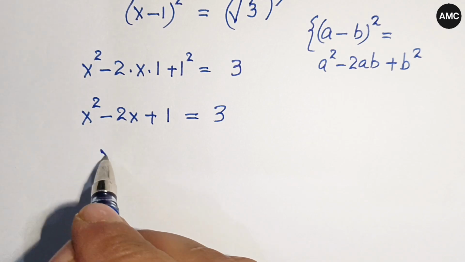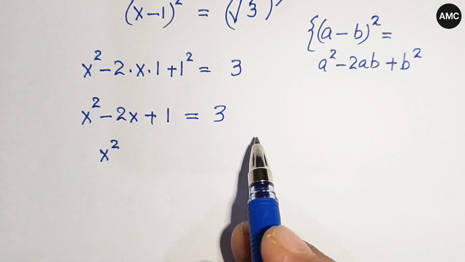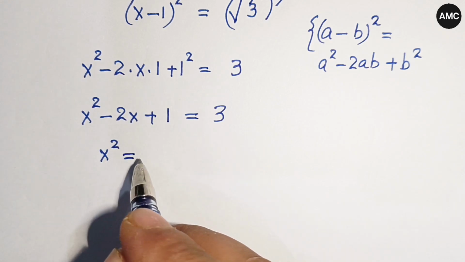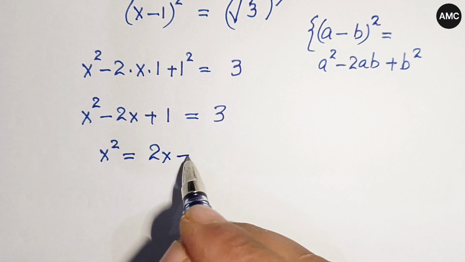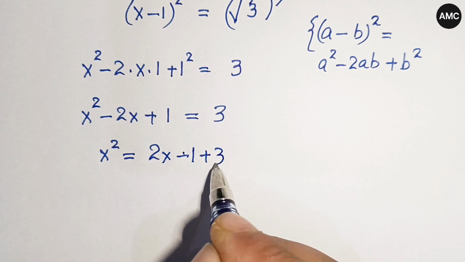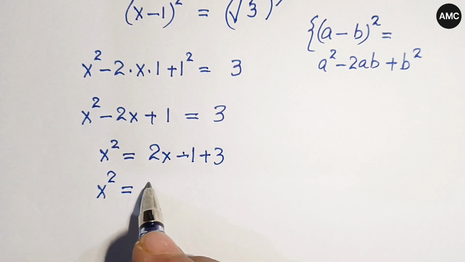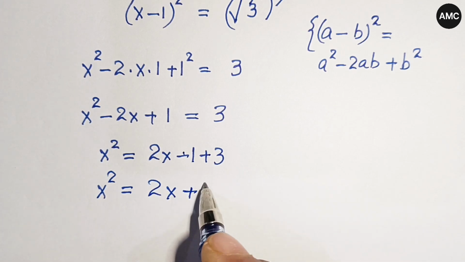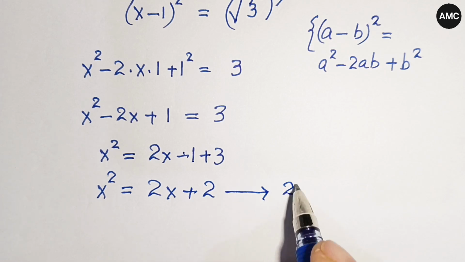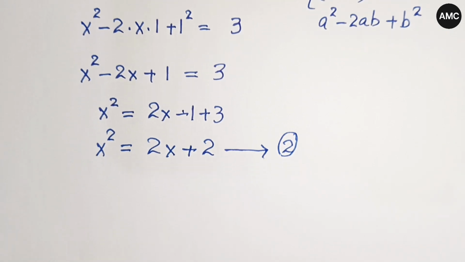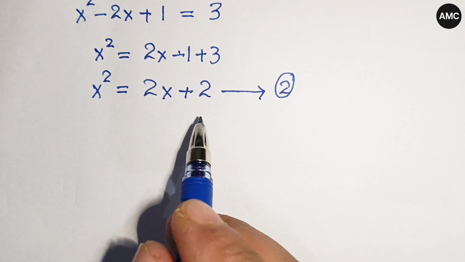Now if we shift these two terms to our right hand side, we get x squared is equal to 2x, and 3 minus 1, that is plus 3 minus 1. So we have x squared is equal to 2x plus 2. So let's say it is our equation number 2, which is a very important equation here. So x squared is equal to 2x plus 2.